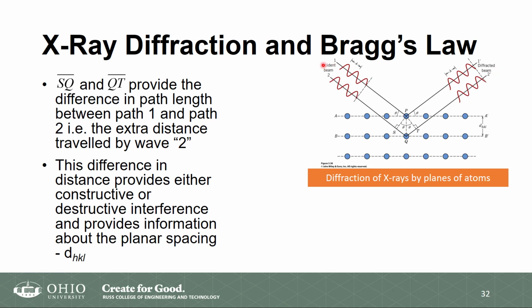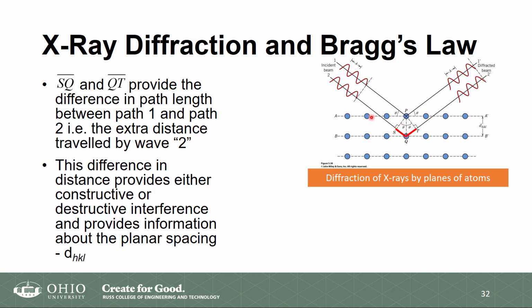So we have these two waves coming in, which are your incident beams, and two waves coming out, which are your diffracted beams. Something sends these waves, and the two waves that come out are detected or read by something else. If you notice, wave 1 and wave 2 travel almost the same distance, except for this SQ and QT direction. This difference represents the extra distance that this wave traveled.